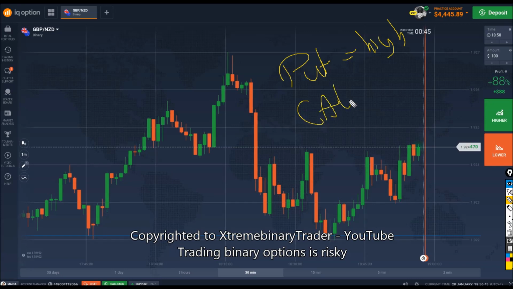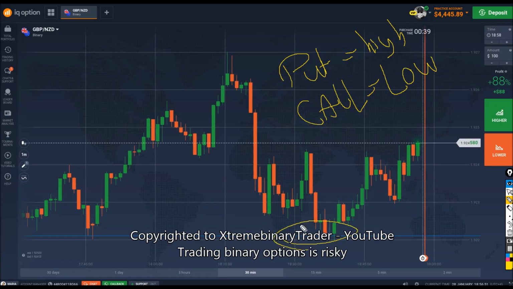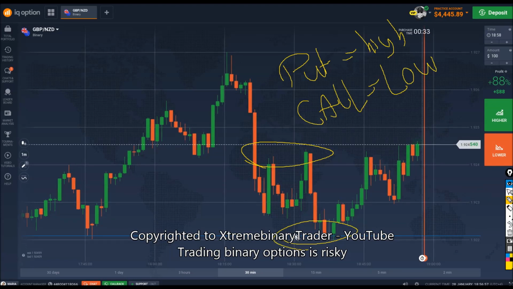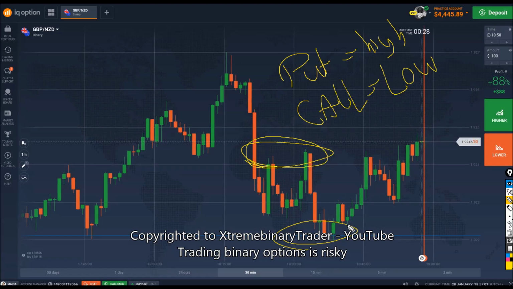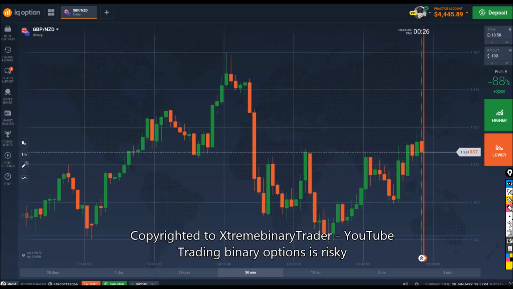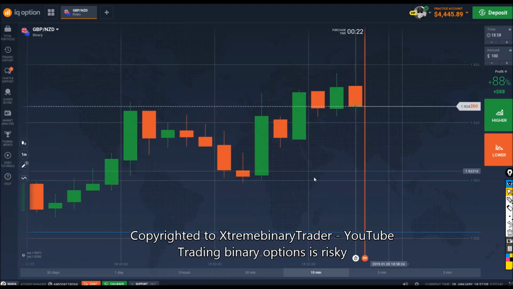and call on low, meaning place call at the low level and place put at the highest level, aka buy low sell high, aka place put at the resistance and place call at the support. Alright, that being said, now look at that here.